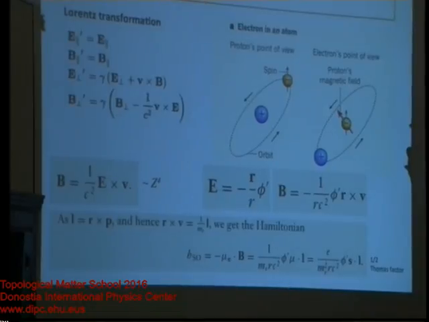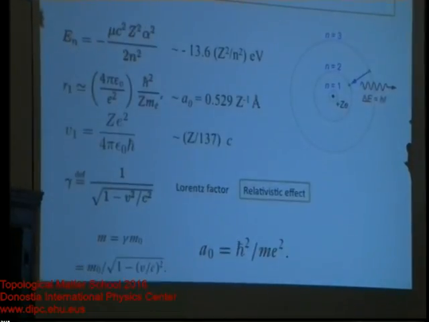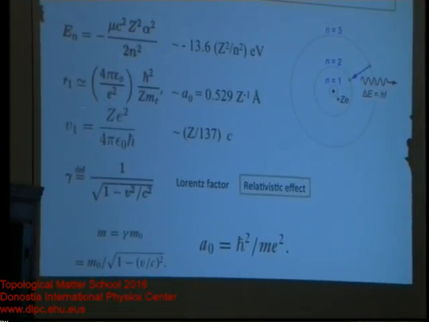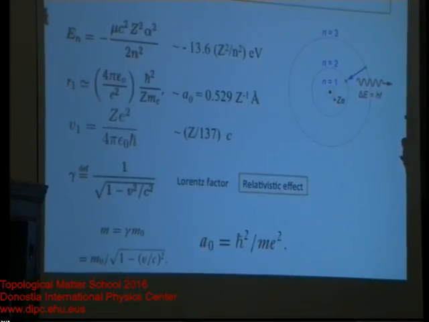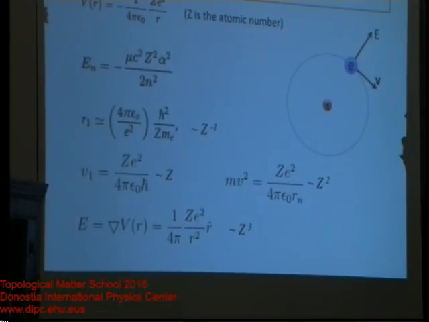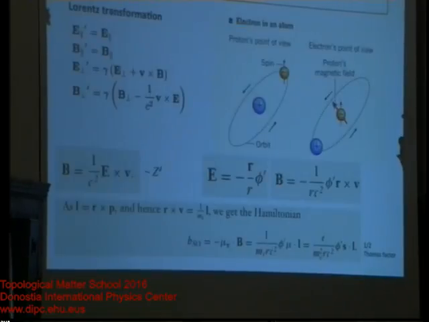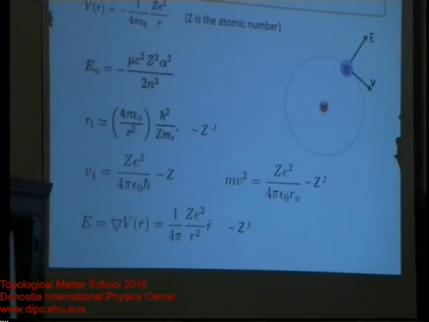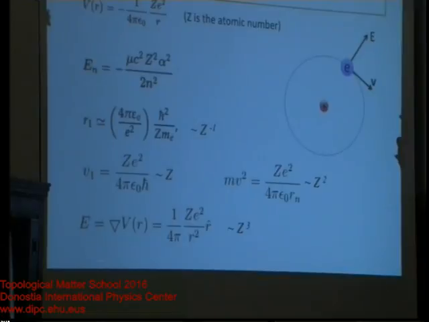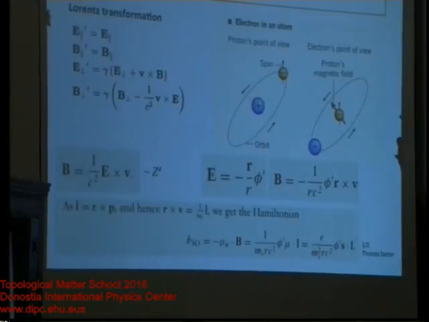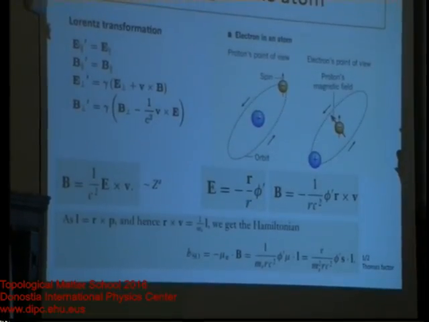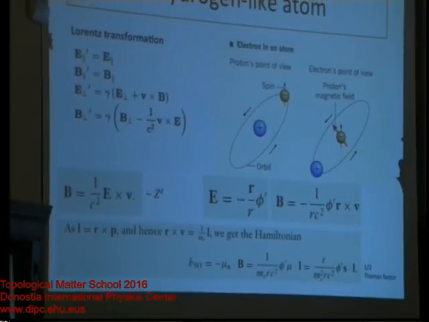And why is it Z to the fourth? It comes from here, actually. We know R, where it is. R is inverse to Z. And where is E? E is Z cubic, and V is linear in Z. Then we get the Z to the fourth here.